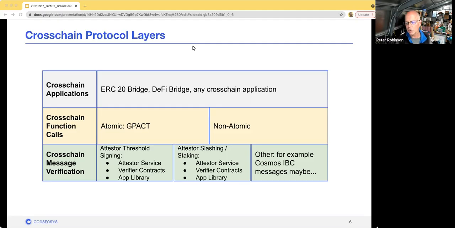And applications use GPACT. Equally, you could have a non-atomic protocol as well, or other protocols that sit between the full atomic capabilities of GPACT and a completely non-atomic function call approach. The paper doesn't actually talk about this. This is something that's emerged since the paper.